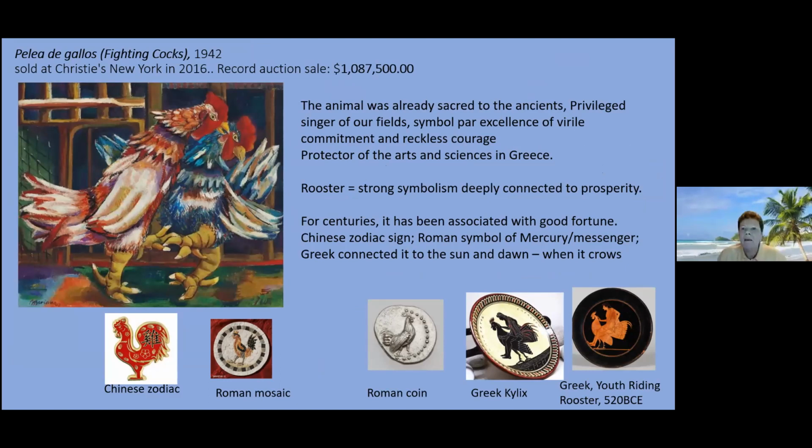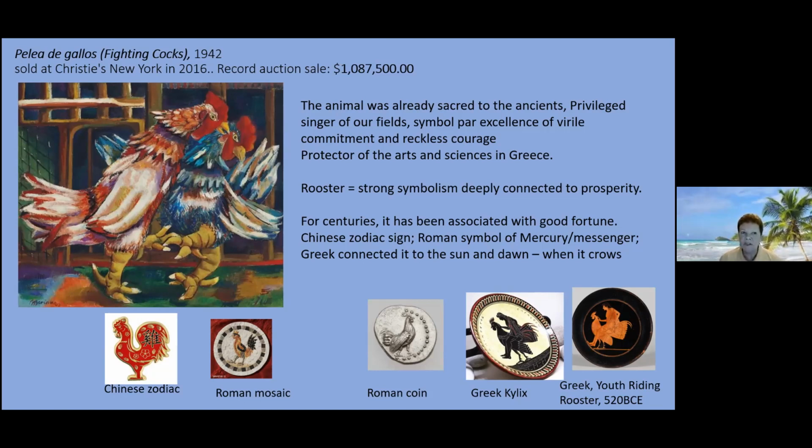Okay. I'm often asked, how did this work sell for so much money? So there it is. This is the one that sold in New York in 2016 for the record of $1,087,500. That's a lot of money. And after that auction, there's no doubt that it became very much a topic of conversation. I know it did in Miami. So I said, Mariano's rooster sold for this amount of money.